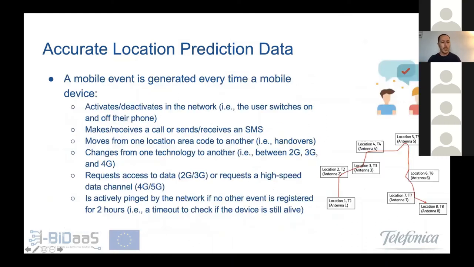And those mobile events are generated every time a mobile device activates or deactivates in a network, that is when the user switches their phone on and off, makes or receives a call or an SMS, moves from one location to another, what we call a handover from one cell site to another, switches from one radio frequency technology to another, like between 2G, 3G, and 4G, requests data access, and so on.